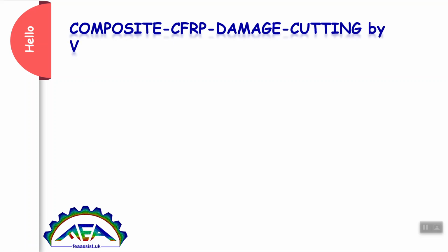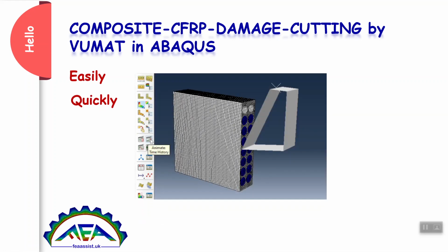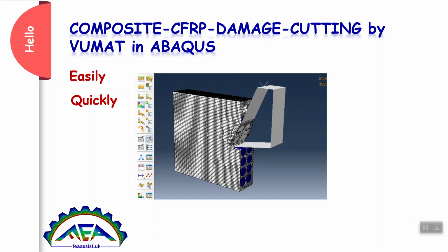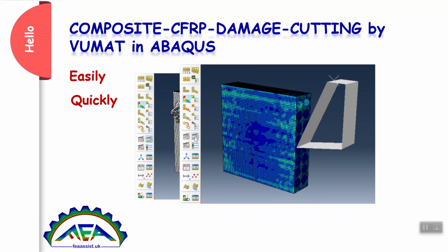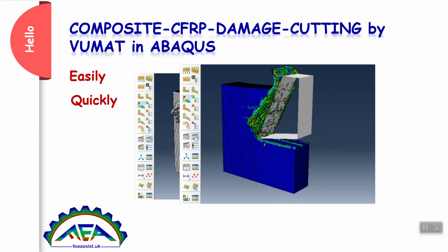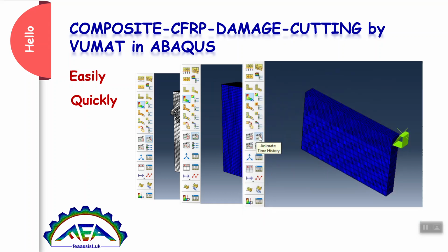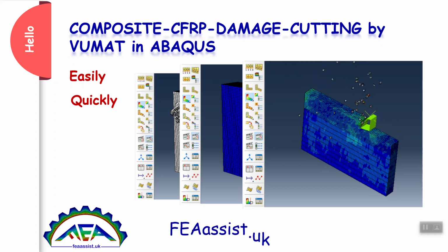Hello. Here we want to explain composite or CFRP damage or cutting by UMAT subroutine in Abaqus. You can learn it easily and quickly by this video. The first solution is micro. In micro solution, the fibers and matrix are defined separately. You can see the cutting process here. The fibers are oriented in 0 degree in this example. Here you can see the strain in the elements and the chip formation. The second solution is macro. You can see the chip formation and cutting process here. To understand the details of how to do that, stay with us.